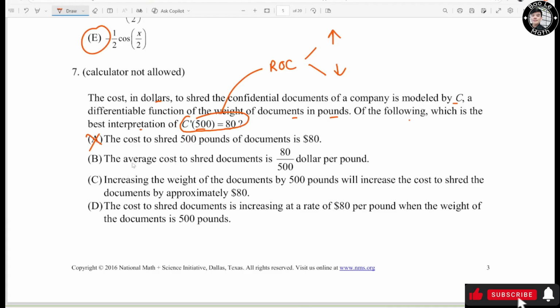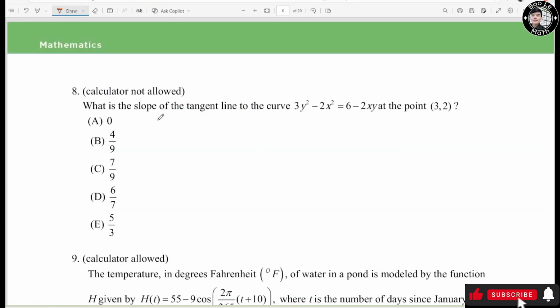Now, answer choice B, the average cost to shred documents is $80 divided by $500 per pound. No. Answer choice C, increasing the weight of the documents by 500 pounds will increase the cost to shred the document by approximately $80. No. And the last one, the cost to shred documents is increasing at a rate of $80 per pound when the weight of the document is 500 pounds. This one is the correct answer.